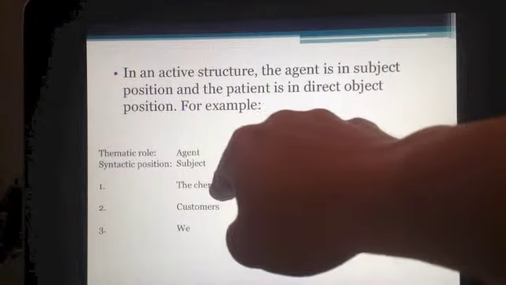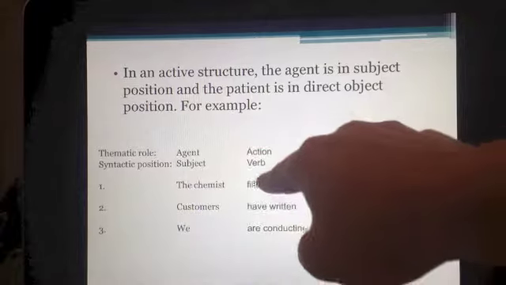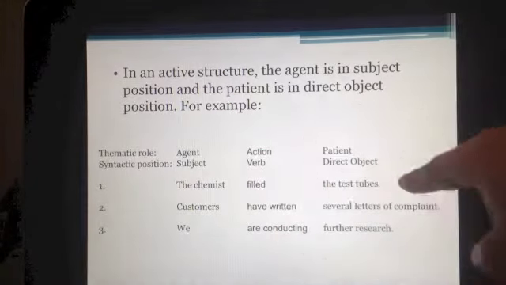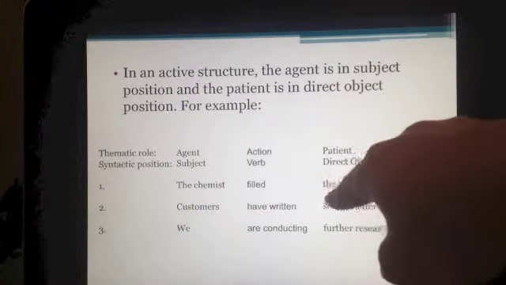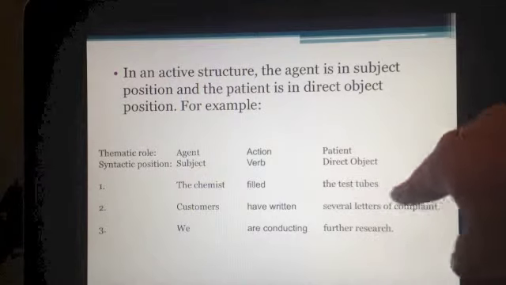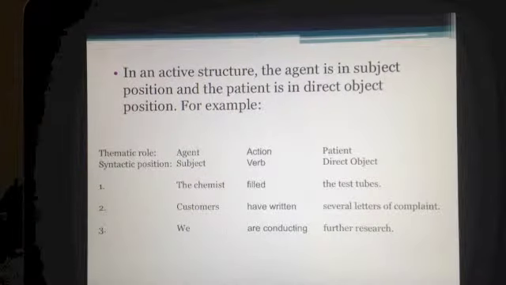So, for example, in the sentence, the chemist filled the test tubes, the agent is the chemist, it's in the subject position, filled is the action verb, and the test tubes is the patient that is in the direct object position. Another example is customers have written several letters of complaint. Customers is the agent, it's in the subject position, have written is the action verb, and several letters of complaint is the patient and it's in the direct object position.